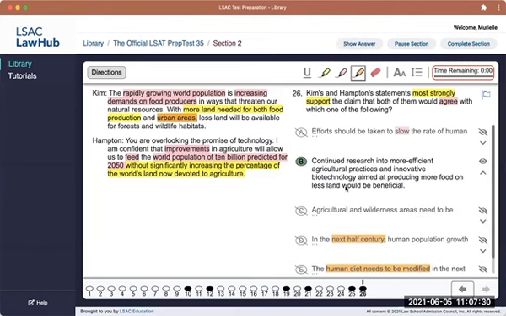So I think B would be beneficial. Yeah, because it would help to avoid the threat, would be Kim's thinking. Hampton thinks that it is going to happen and it will be beneficial. So definitely agrees. So I'd go with B. Okay.